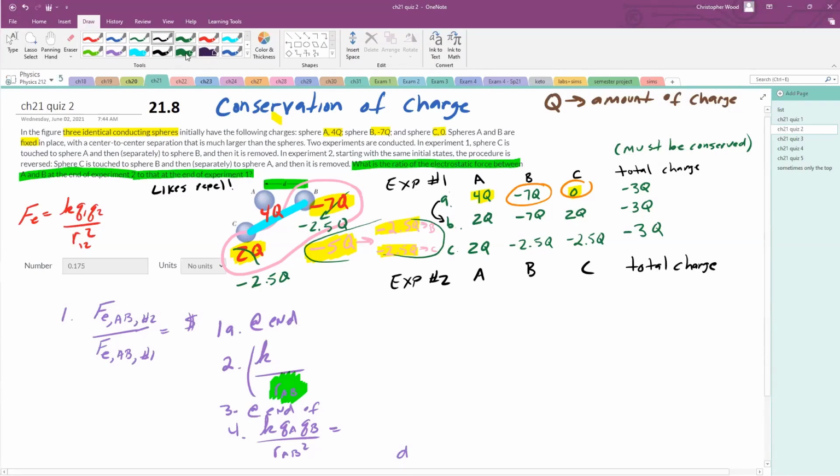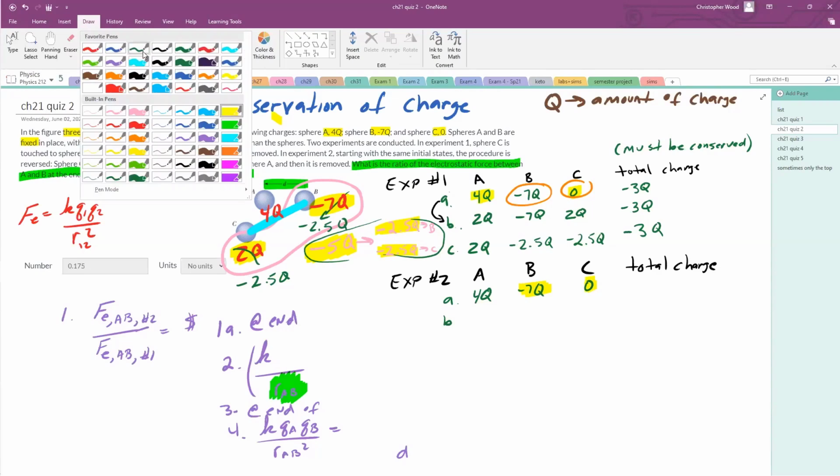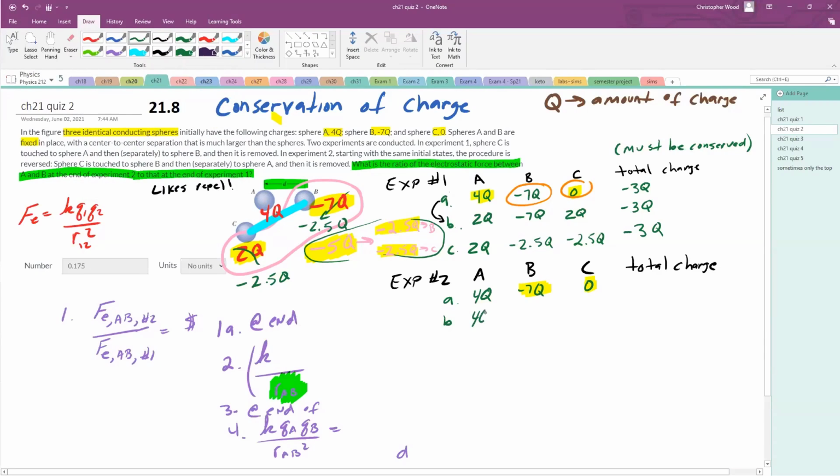It's the same initial conditions. So I have 4Q on A, negative 7Q on B, and 0 on C. And then I'm going to read carefully. In experiment number 2, it's the same initial conditions. The procedure is reversed. C is touched to B. So if C and B are brought into contact, again, I'm looking at bringing C and B into contact. A remains unchanged. So A is still 4Q. That's not part of the process. That's not part of the activity.